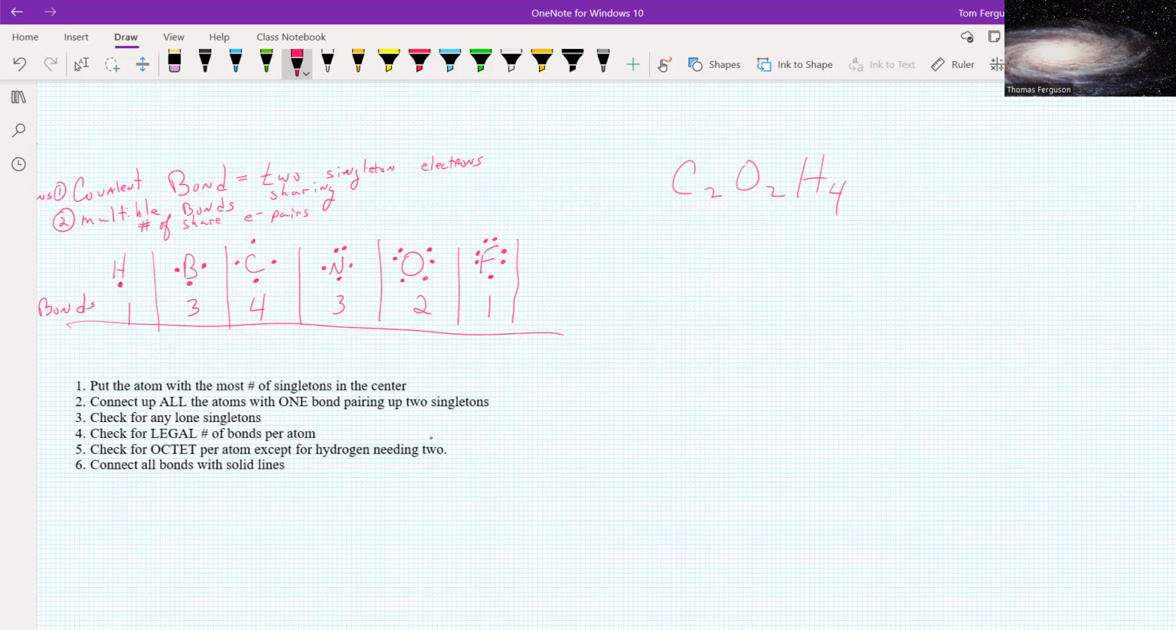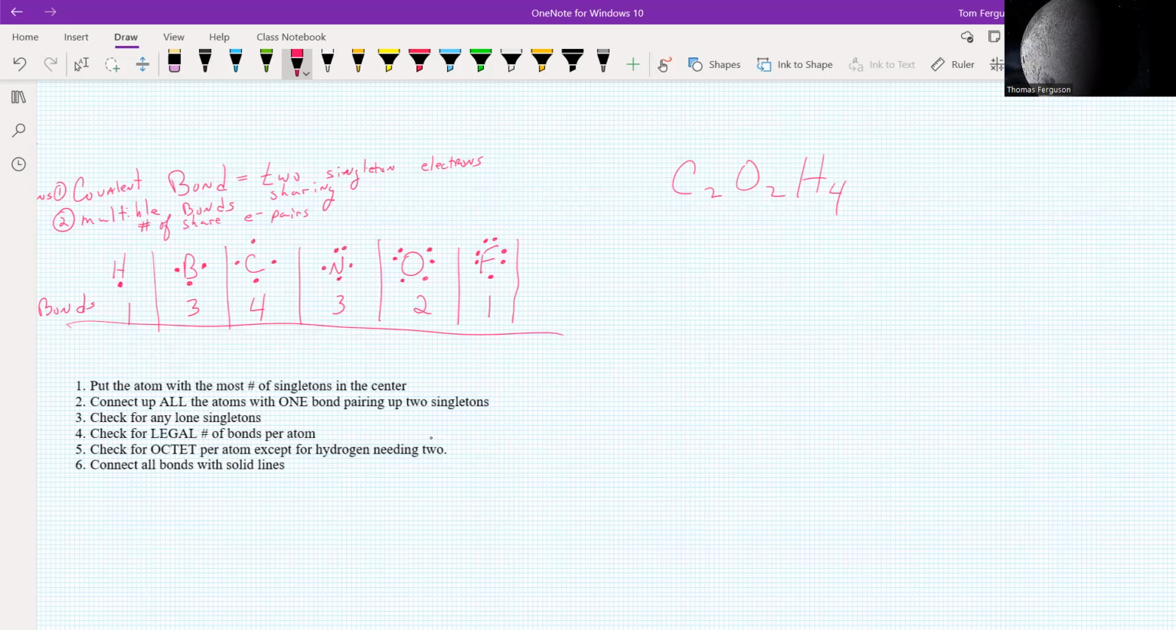Okay, 3. You said 3 pairs. Fluorine has 3 pairs. Okay, the next one over. Oxygen has 2 pairs, nitrogen has one pair, carbon has no pairs.